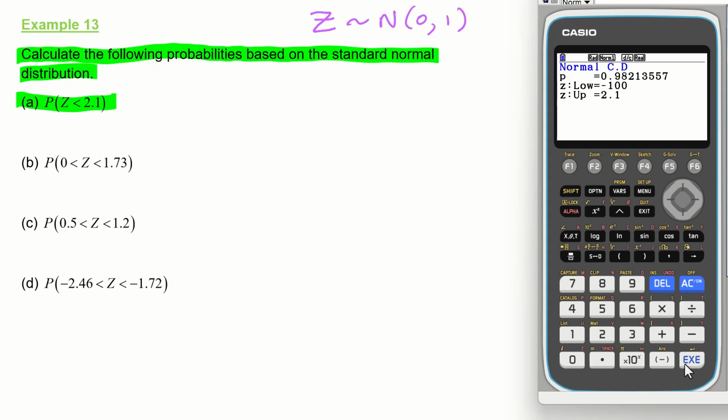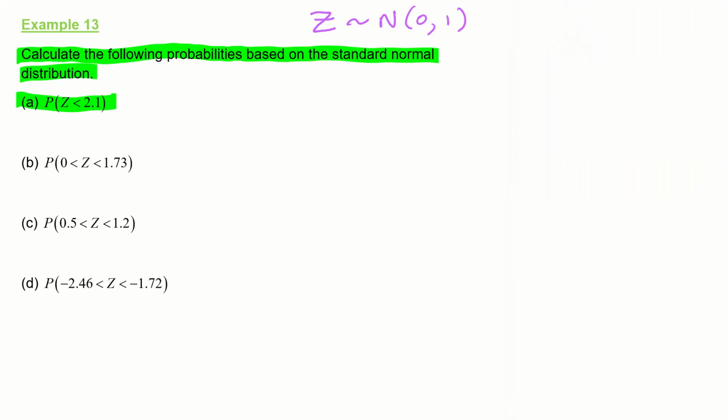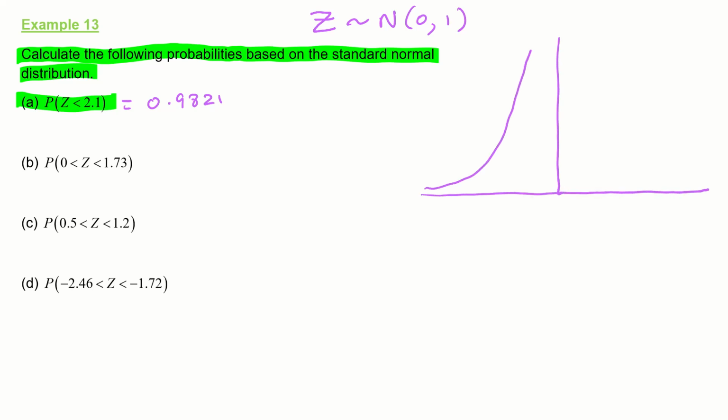And then when I press execute again, I'm going to get 0.9821. So equals 0.9821. Let's just explain what I did there. So this is my standard normal. Should be symmetric, but it doesn't matter, it's just a sketch. And then 2.1 is here.